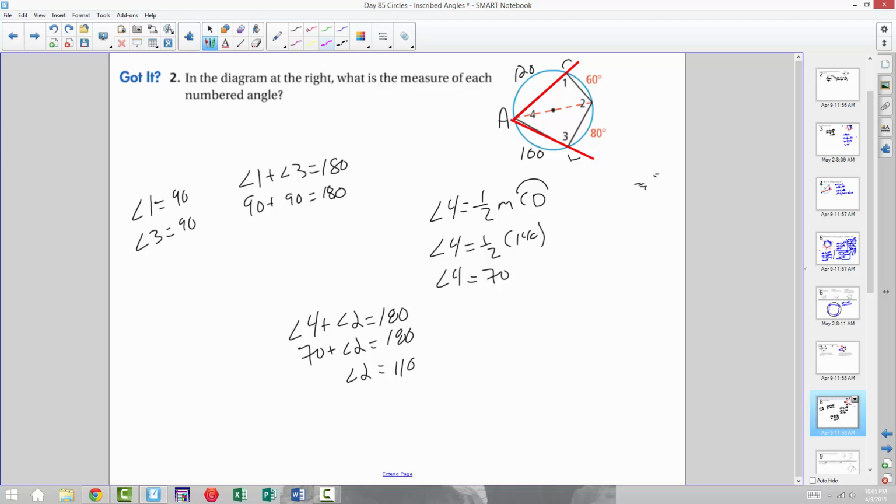So there's a lot going on. You have to know a lot of your rules about arc measures, semicircles, inscribed angles and how they relate to the intercepted arc. And now corollary 3 with inscribed angles says that for a quadrilateral inside of a circle, with vertices on the circle, opposite angles are supplementary.